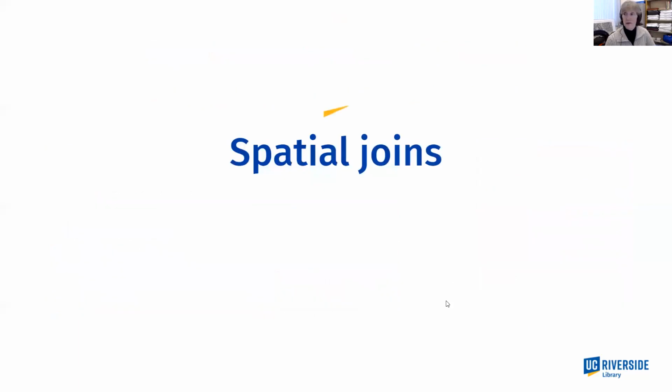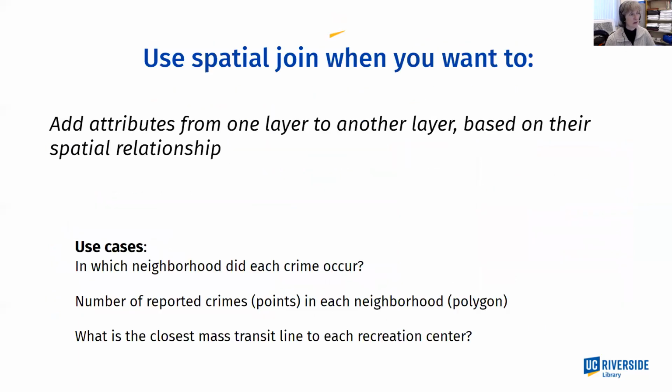Okay, now we'll talk about spatial joins. When would you want to use a spatial join? Well, it would be when you've got attributes in one layer of your map and you want to add those attributes from the one layer to a second layer, just based on their spatial relationship. So I've got some use cases down there at the bottom of the screen.